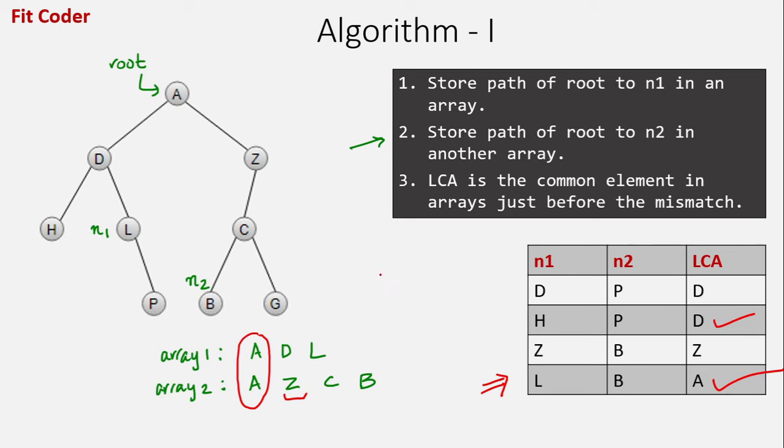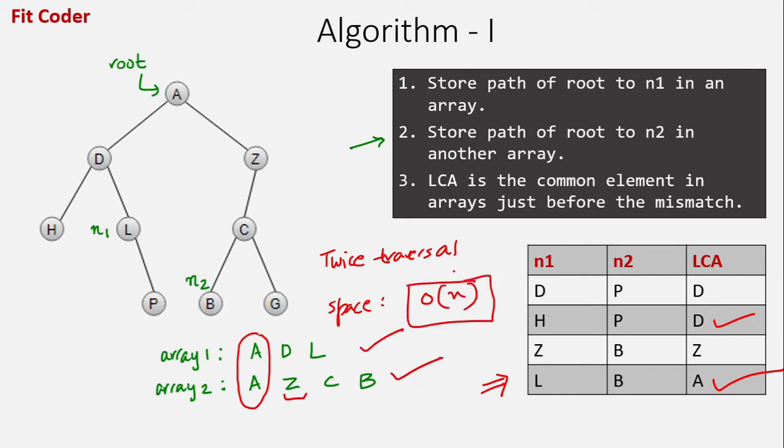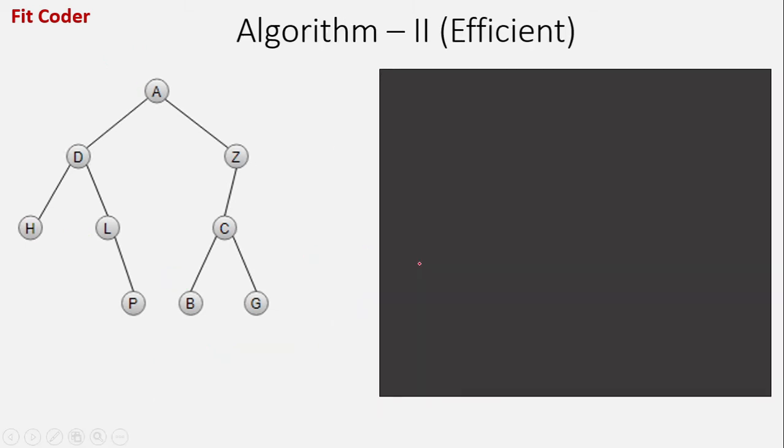But this algorithm is not very efficient because it traverses the tree twice and also the space complexity is order of n for keeping these arrays. So let's look at a more efficient algorithm where the space complexity is order of 1 and we traverse the tree only once. So this is the efficient algorithm. Here the space complexity is order of 1 and the time complexity is order of n.